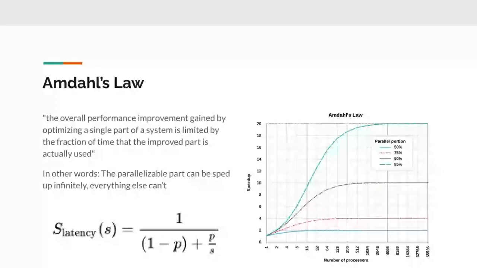Amdahl's law is the overall performance improvement gained by optimizing a single part of the system is limited by the fraction of time that the improved part is actually used. So in other words, when you're using an algorithm and 95% of it is parallelizable and 5% isn't, the parallelizable part can be sped up infinitely. Everything else can't. So you can cut that 95% down to zero and you could speed it up 20 times because you would only have to do the 5%, the non-parallelizable part, in the given number of steps.